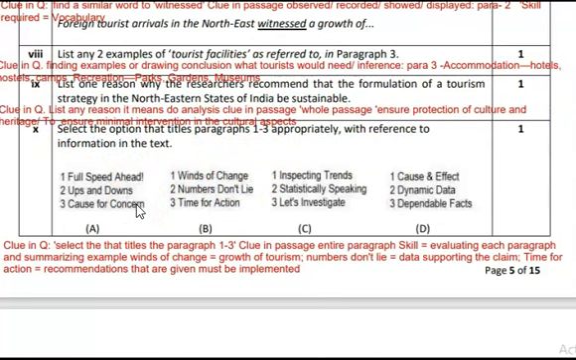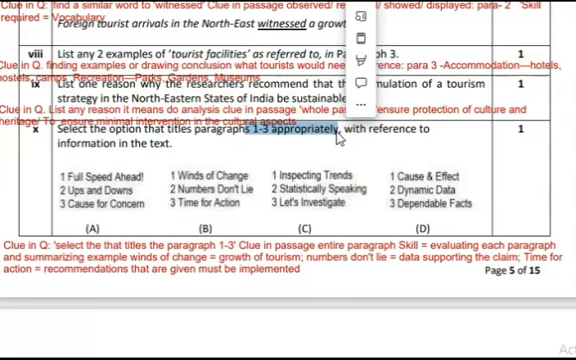Again, question number 10, not very difficult to understand. Clue is there. Select the option that titles paragraphs 1 to 3 appropriately. When you are reading a paragraph, you can easily summarize it with a hint of the words. The first paragraph is talking about the arrival of tourists. That is winds of change, because earlier travelers or tourists did not come to the northeastern states of India. Now they are coming, so it's winds of change.